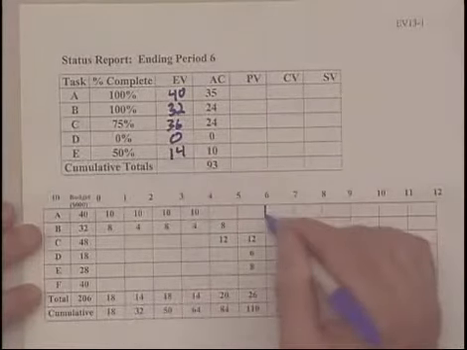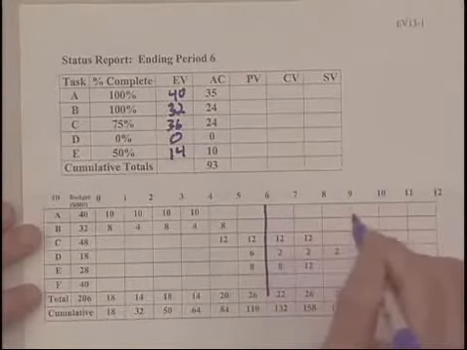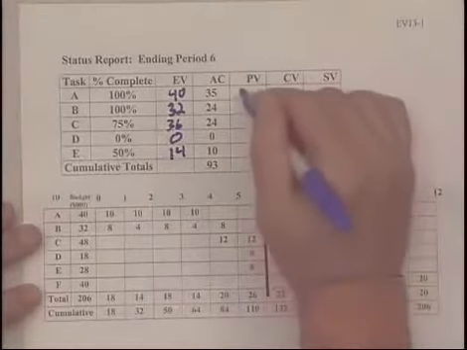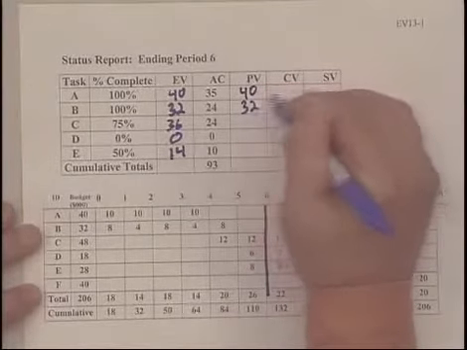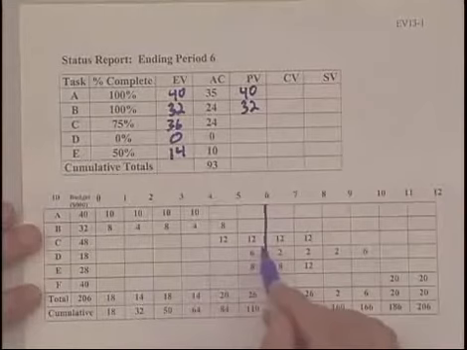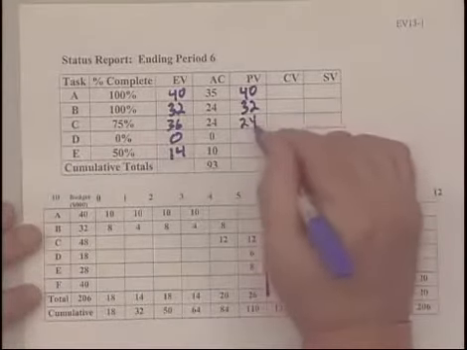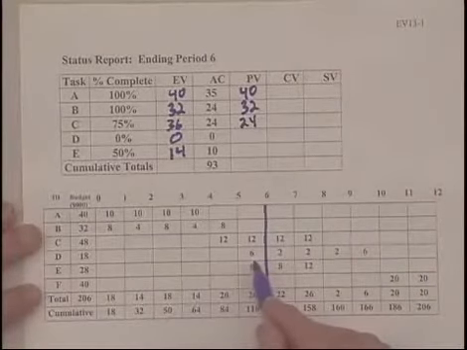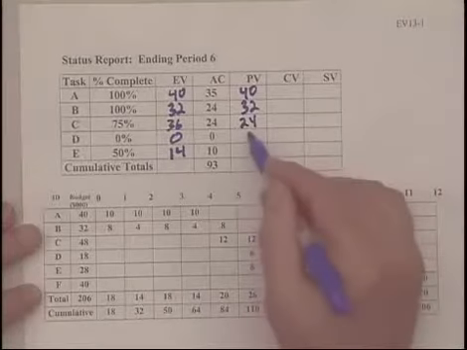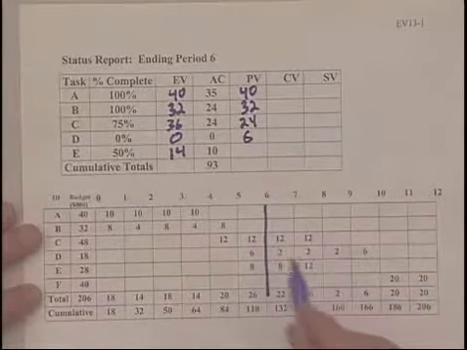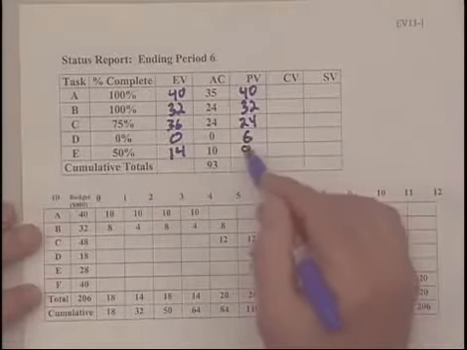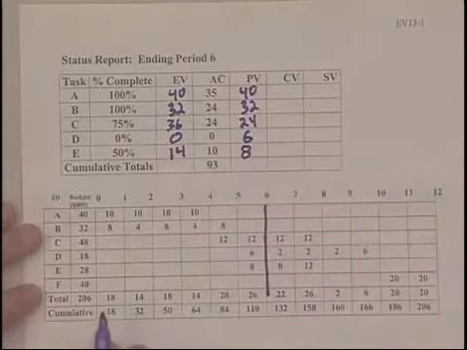Now we look at the end of period 6 to see what was supposed to happen. Sure enough, A and B were supposed to be done. And at the end of the 6th week, $24,000 worth of C work was supposed to be done. We put that in. D, even though it hasn't started, was supposed to have started, and $6,000 worth of work was supposed to be done. And then finally, for E, $8,000 worth of work was supposed to be done.